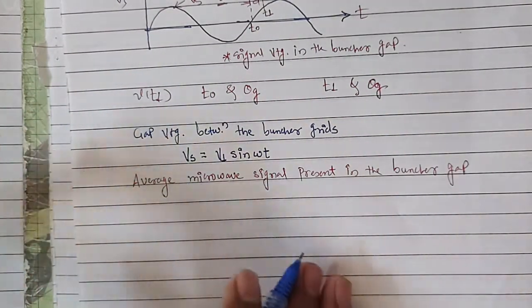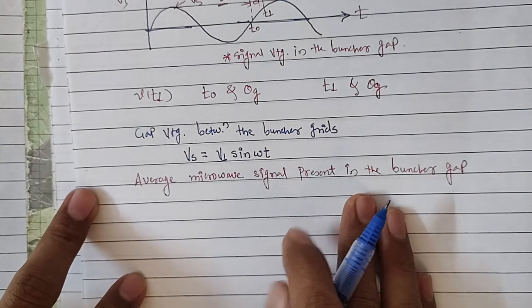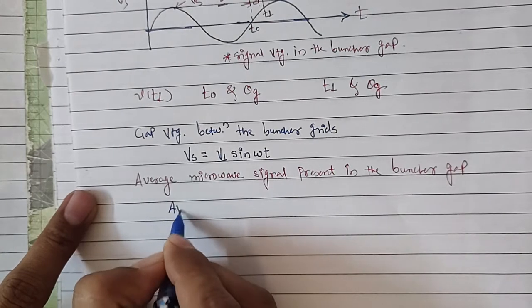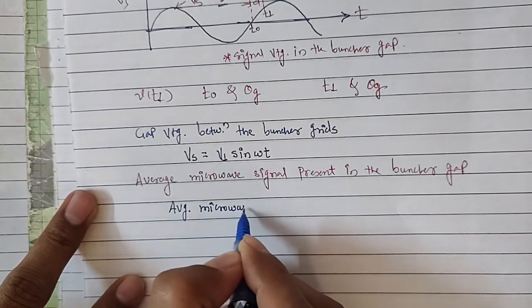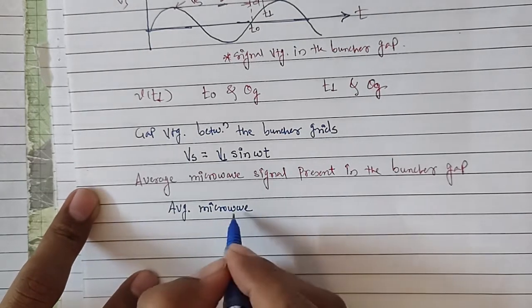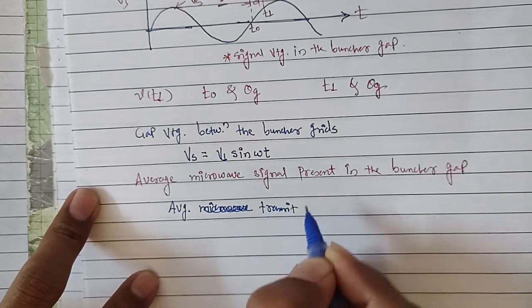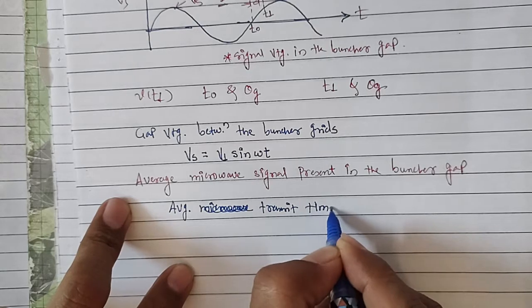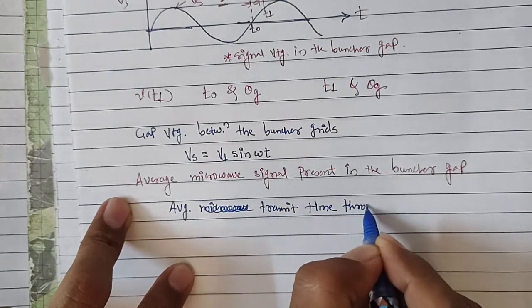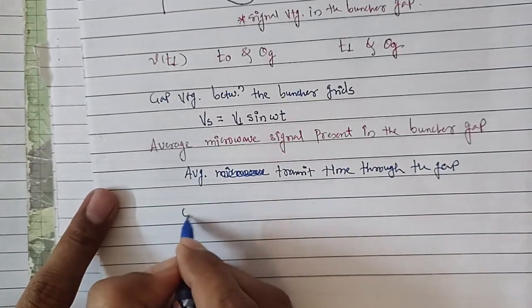So to determine the average microwave signal present in the buncher gap, first we'll write the average transit time through the gap. So the transit time is tau g.